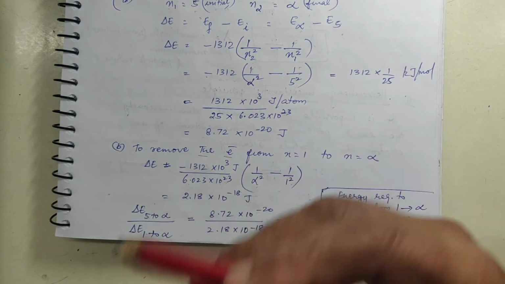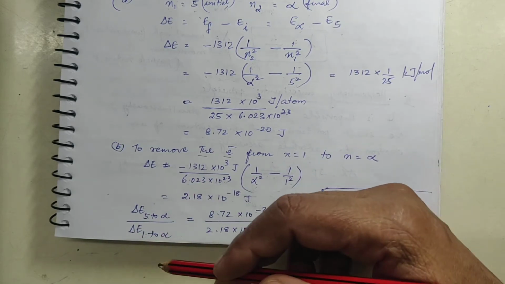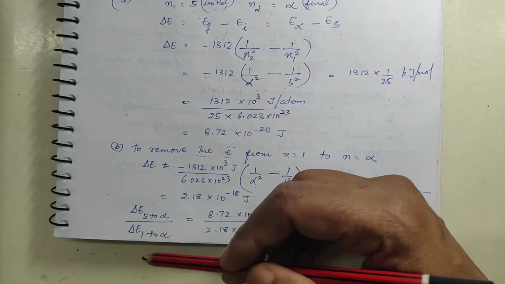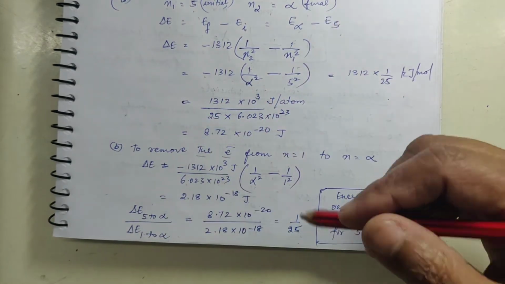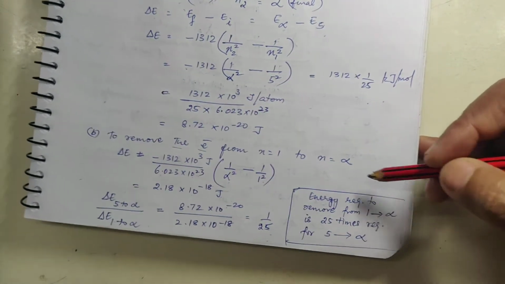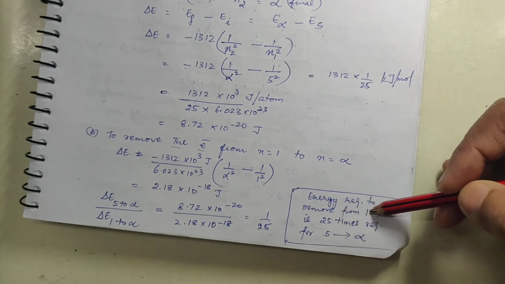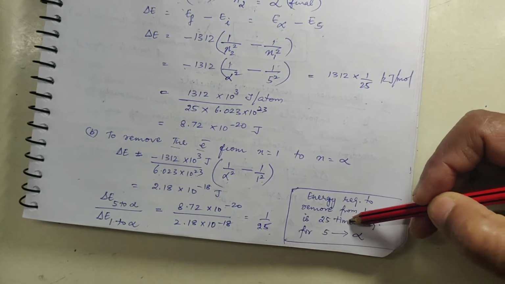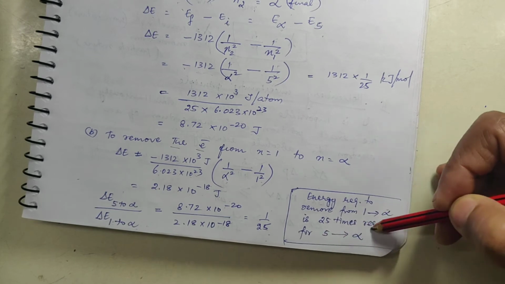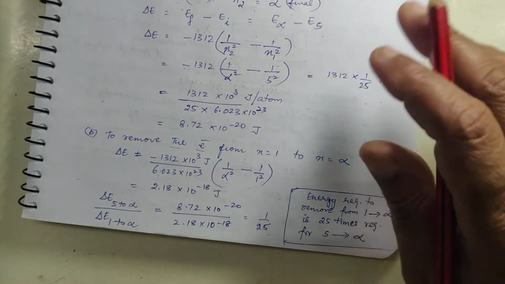So the closer the electron is to the nucleus, the more energy it takes to remove it. It is 25 times more. The energy required to remove from 1 to infinity is 25 times that required for 5 to infinity. So this is what I want you to understand.